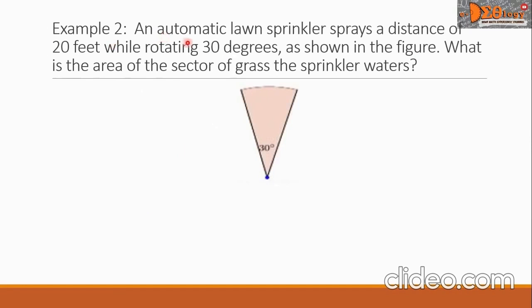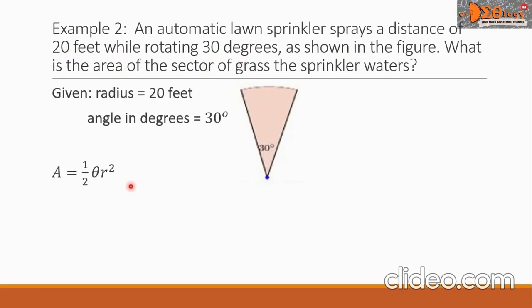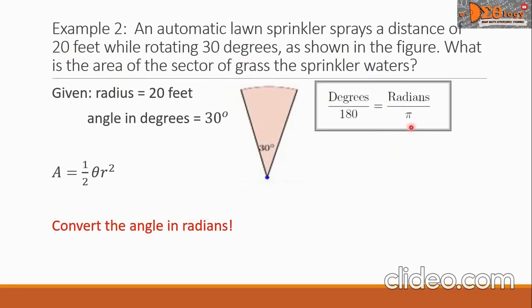Example 2. An automatic lawn sprinkler sprays a distance of 20 feet while rotating 30 degrees, as shown in the figure. What is the area of the sector of grass the sprinkler waters? Let us collect the given. The radius is 20 feet and the angle is given in degrees, that is 30 degrees. Then we will write our formula for the area of a sector. But first, let us convert the angle in radians. The conversion formula is here. Let us now substitute the value.